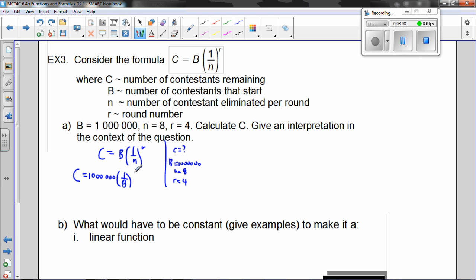1 over 8 to the exponent 4, and then you put that all into a calculator in one step. This is an equation that I just solved for the dependent variable. This is 244 in a decimal, with some decimal places there. There would be about 244 contestants at the end.